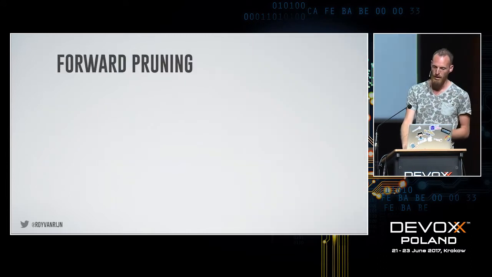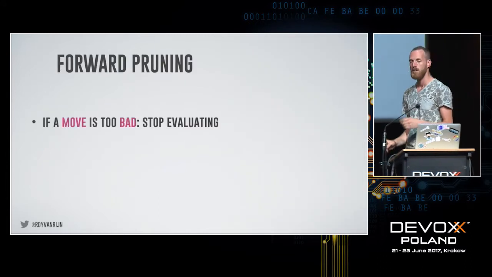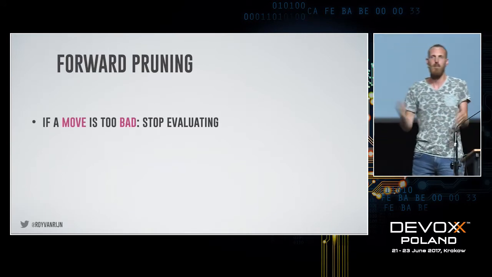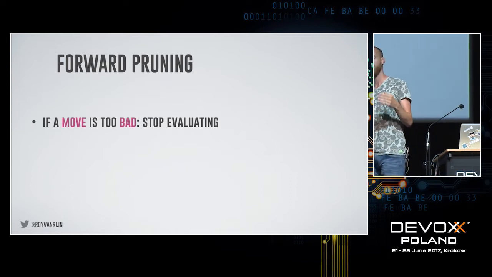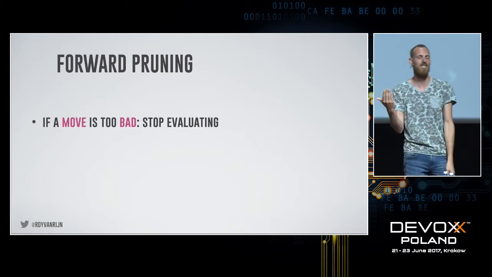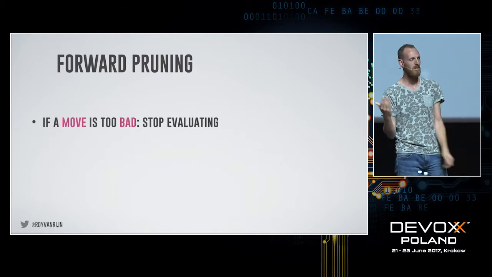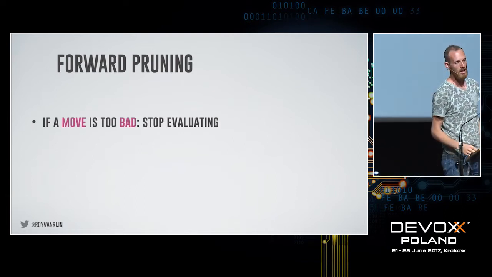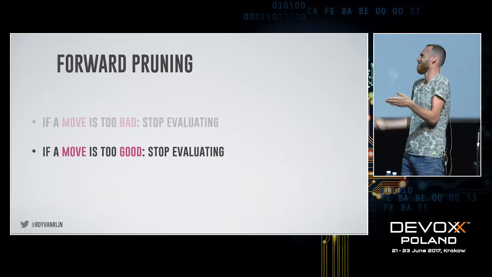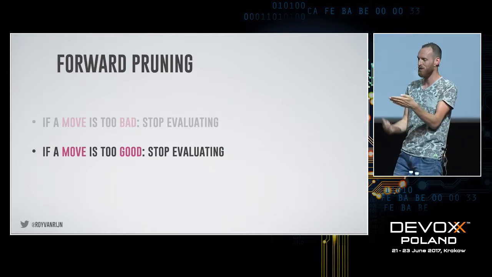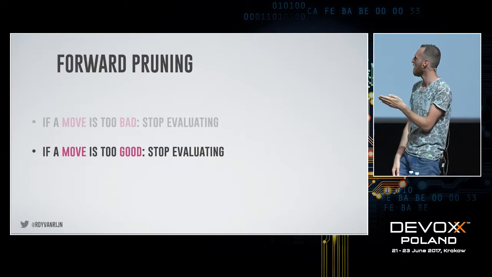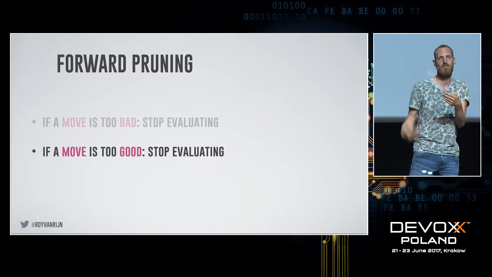It's important to remember: in forward pruning, if a move is too bad for you, just don't do it. Stop evaluating. If you do a move and you lose your queen, there's no need to calculate all the positions after that, because that's probably the worst move you can do. Just stop evaluating. But also, if a move is too good, if the opponent sacrifices his or her queen, it's probably not going to happen. So we don't need to watch what happens below that, up to that depth, because it's probably too good for us. It won't happen.